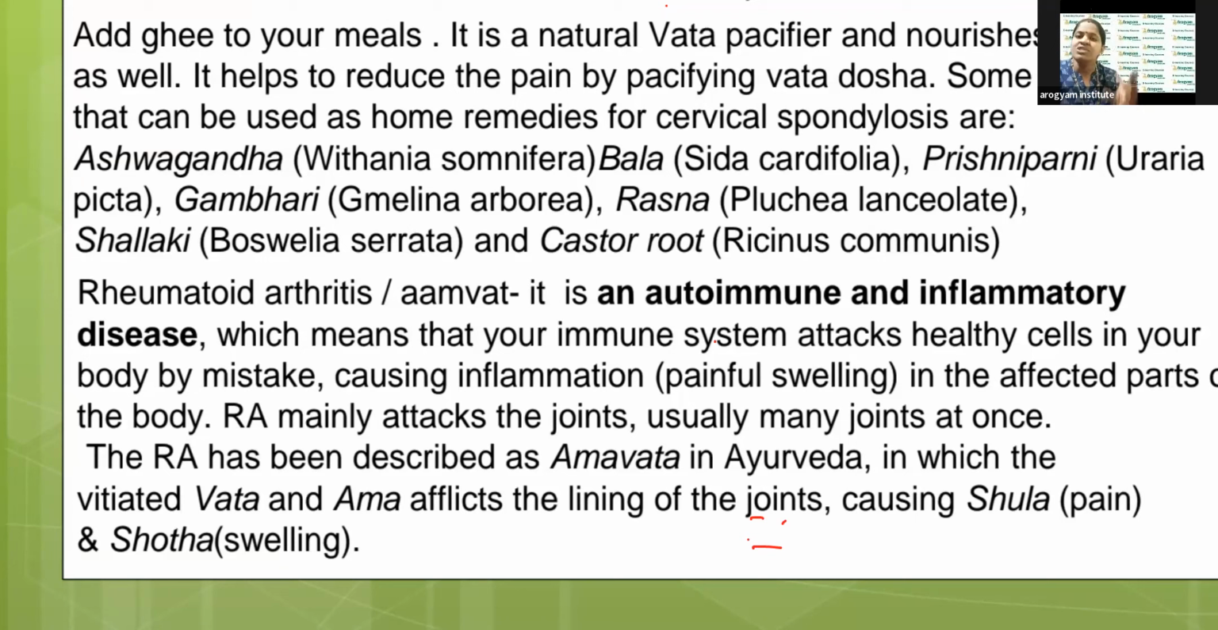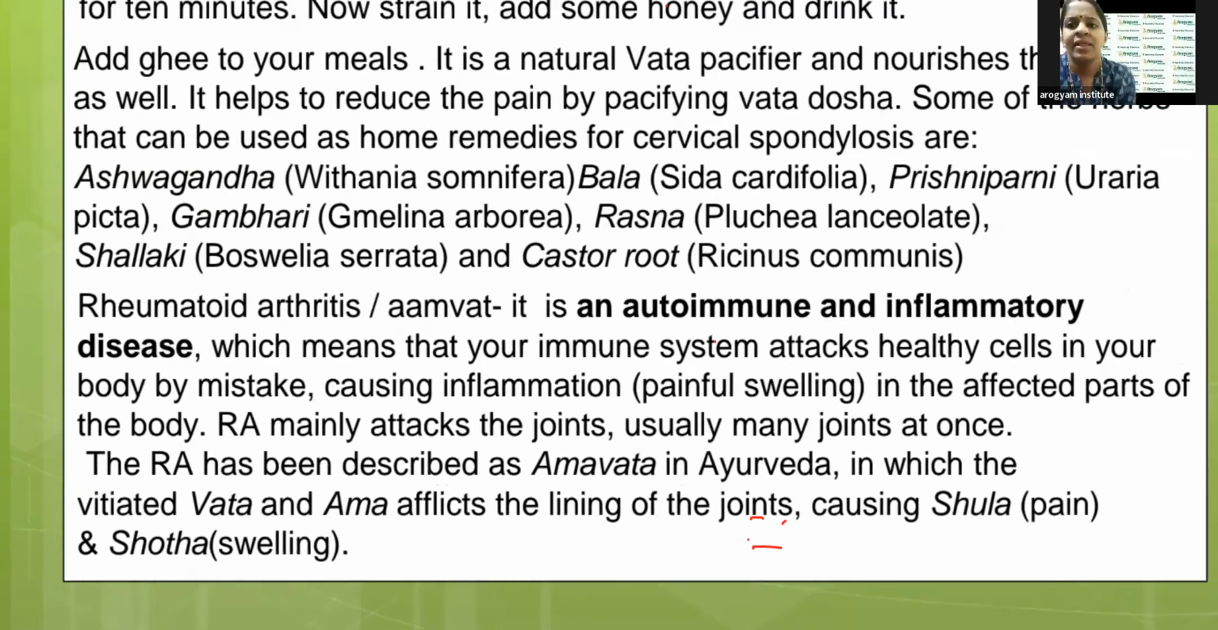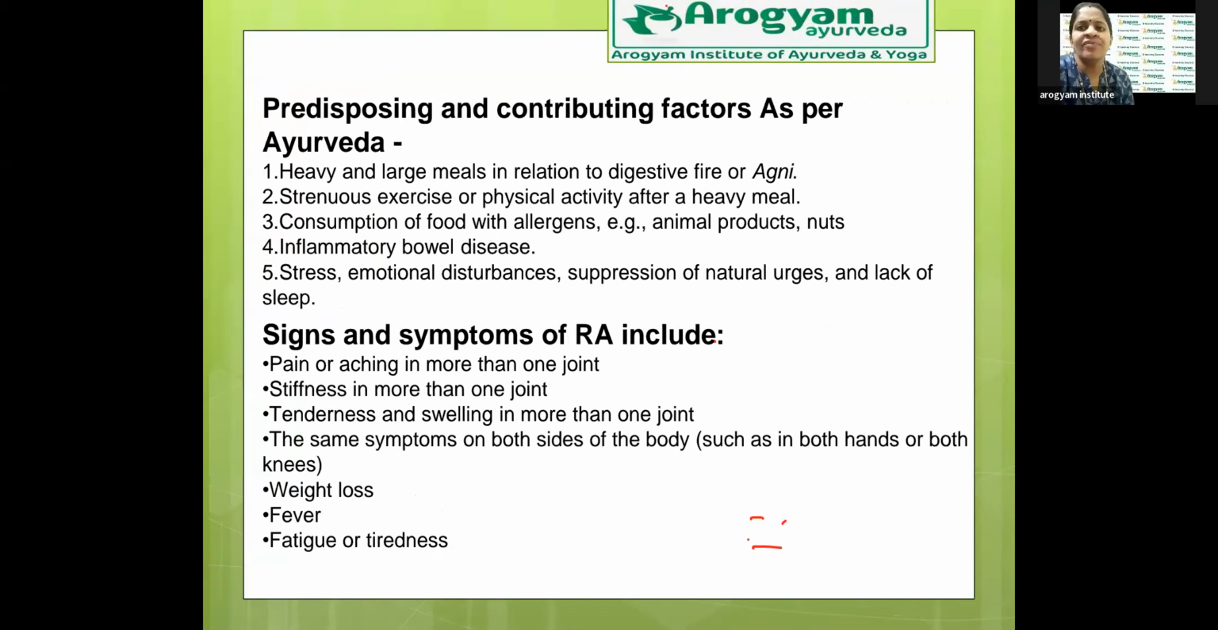So they create some problems in the structure. So that is called Amavata. Amavata is almost correlated to rheumatoid arthritis. Ama lodged in the joints combines with vata and just goes on traveling everywhere in the body. This vitiated vata and ama afflicts the lining of the joint, causing shula and shotha, that is pain and swelling both. Next, predisposing contributing factors of Amavata as per Ayurveda.